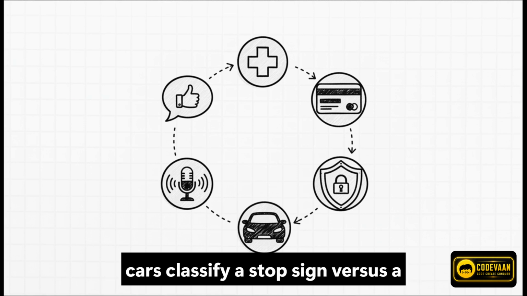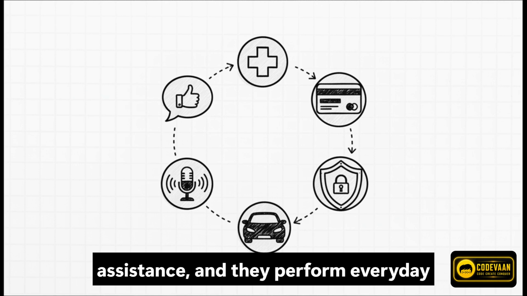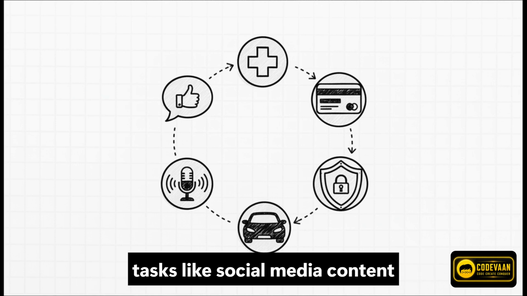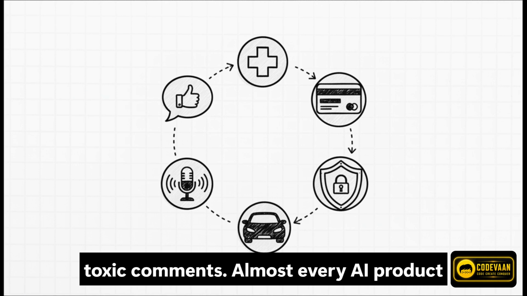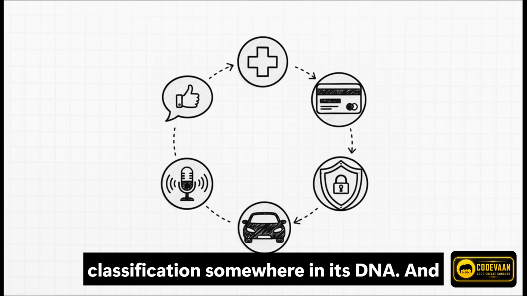They help self-driving cars classify a stop sign versus a pedestrian. They power your voice assistants, and they perform everyday tasks like social media content moderation, tirelessly filtering out toxic comments. Almost every AI product you interact with relies on classification somewhere in its DNA.